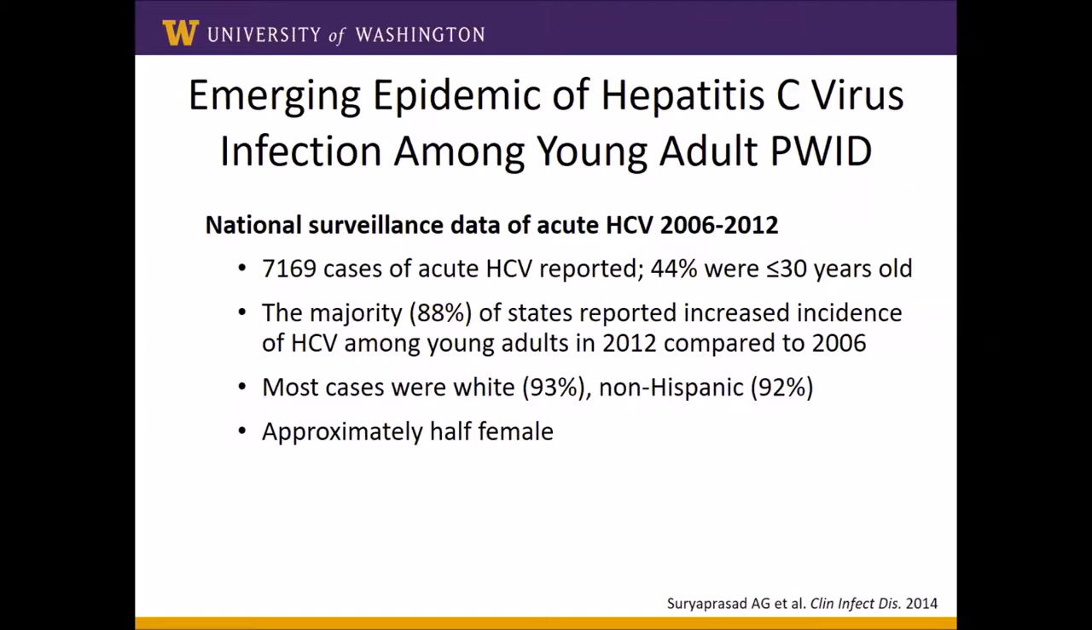The authors examined national surveillance data of acute hepatitis C cases between 2006 and 2012. They found that nearly half the cases occurred among young adults, and the majority of states reported an increase in 2012 compared to 2006. Of note, most cases were white and nearly half were women, which represents a shift in demographics as historically there's been a predominance of hepatitis C among non-whites and men.